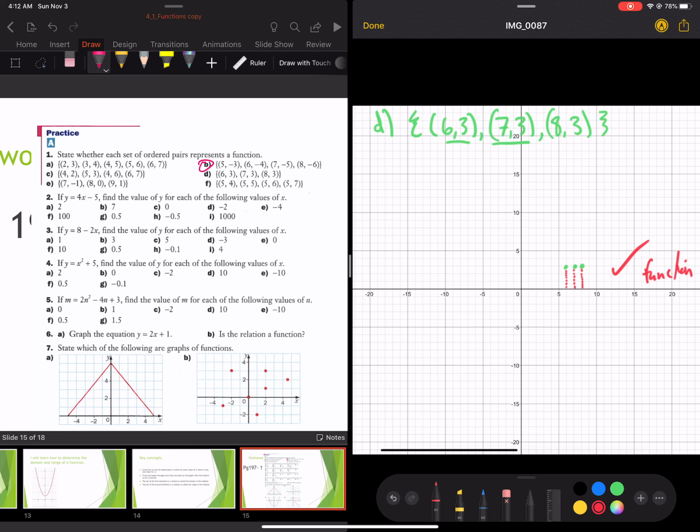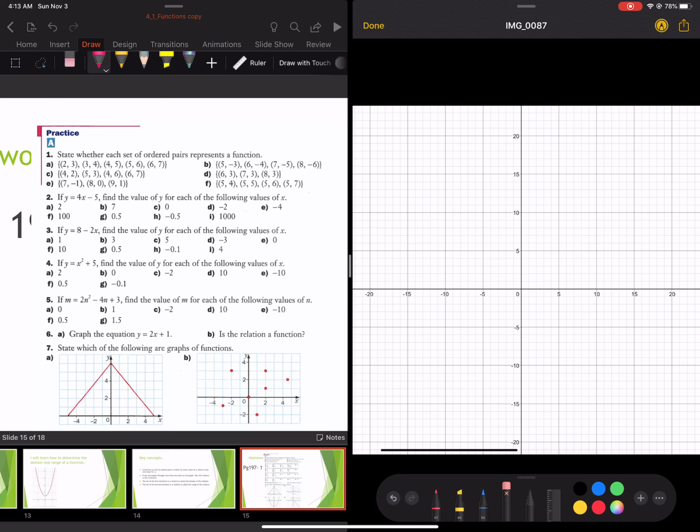Okay, so you got to be careful. Like, x's can refer to the same y value, but what makes something not a function is if for one x value you have multiple y values. So D is a function. Let's try one more as an example of not a function. Let's see if we can find one that's not a function.